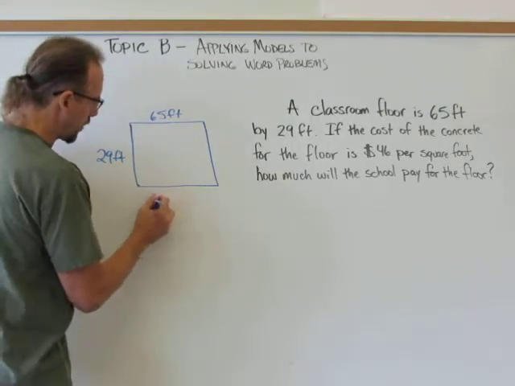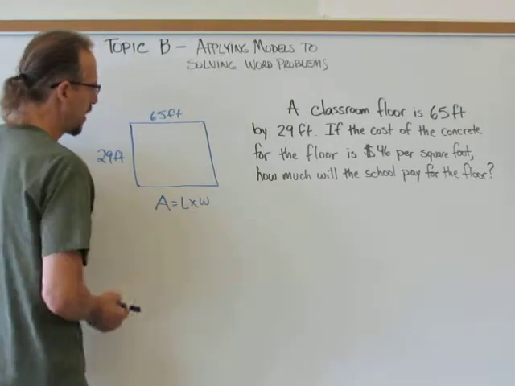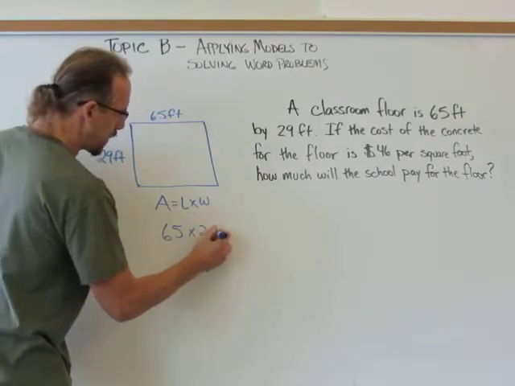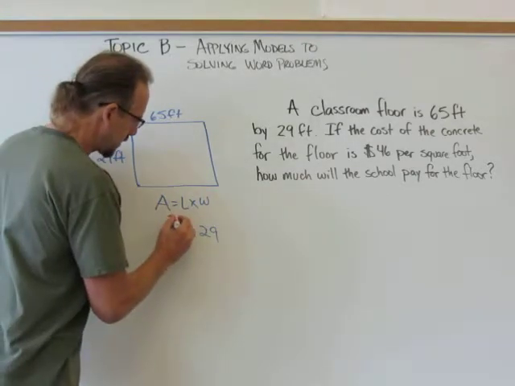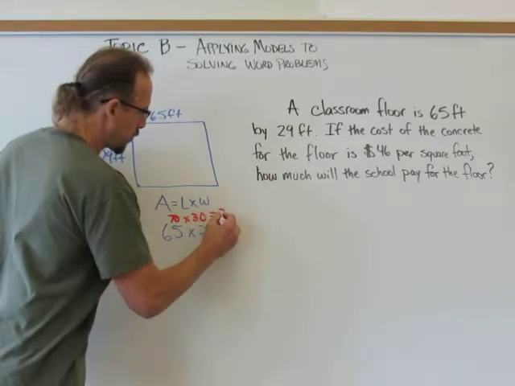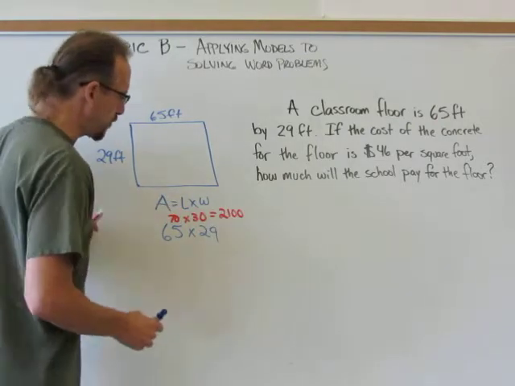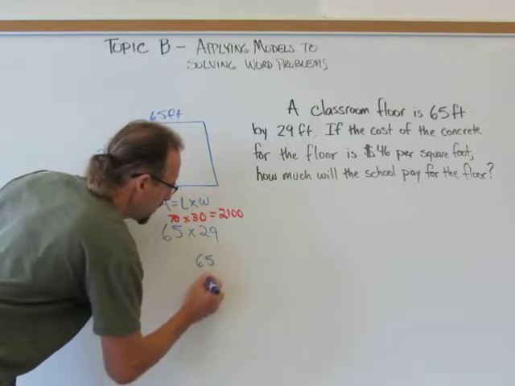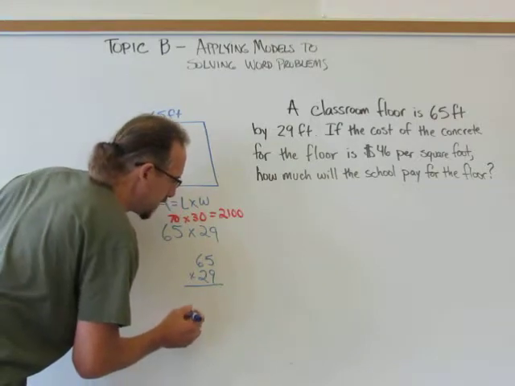And using what they learned last year, the formula for area being length times width, they will take 65 and multiply it by 29. Of course, they will estimate first. 70 times 30, which would be 2,100. So when I actually solve it, it should be close to that number. So now I'm going to use that standard algorithm, 65 times 29, remembering that we're talking about feet.